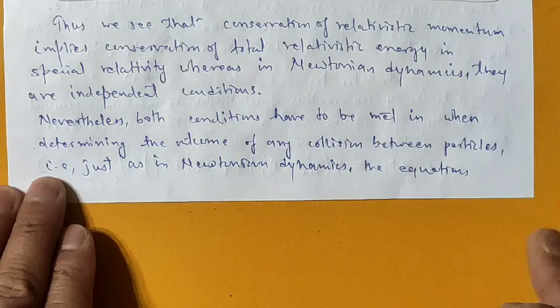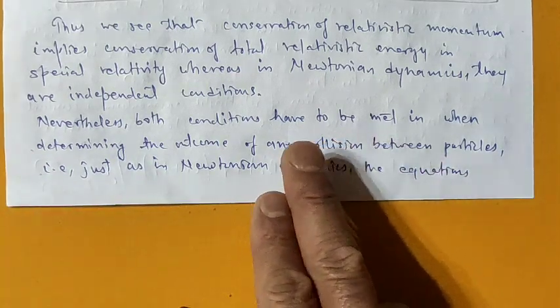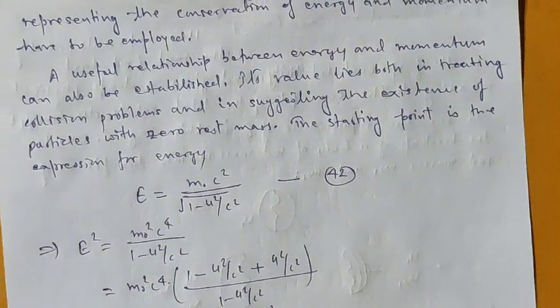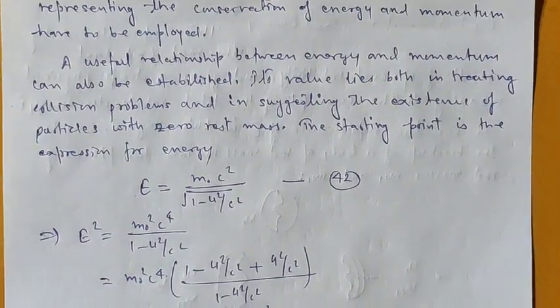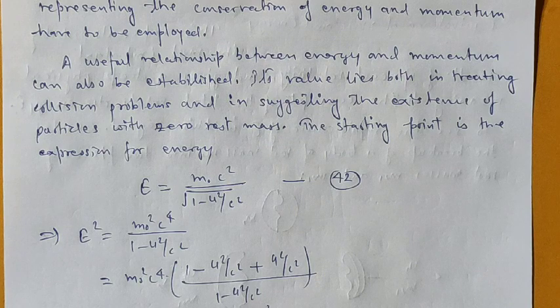Just as in Newtonian dynamics, the equations representing the conservation of energy and momentum have to be employed. So a useful relationship between energy and momentum can also be established. Its value lies both in treating collision problems and in suggesting the existence of particles with zero rest mass.